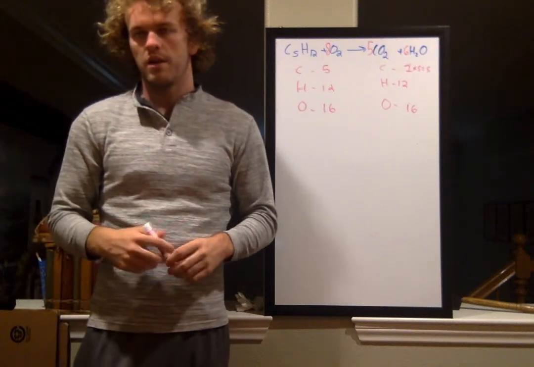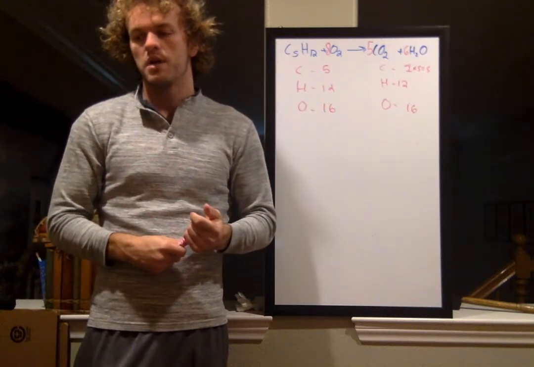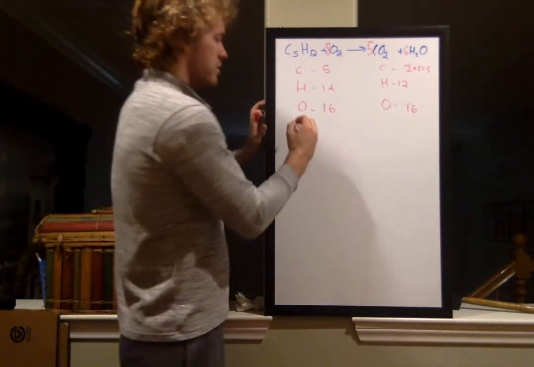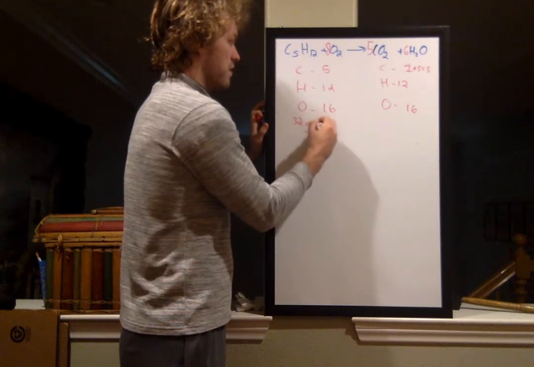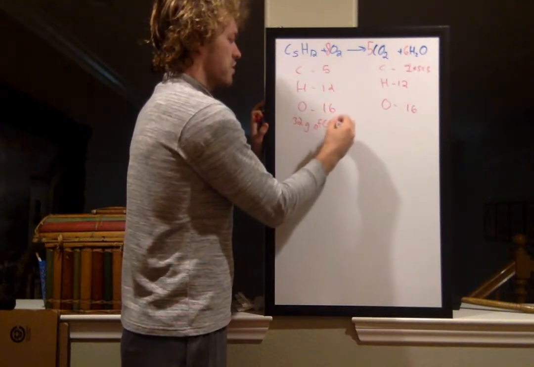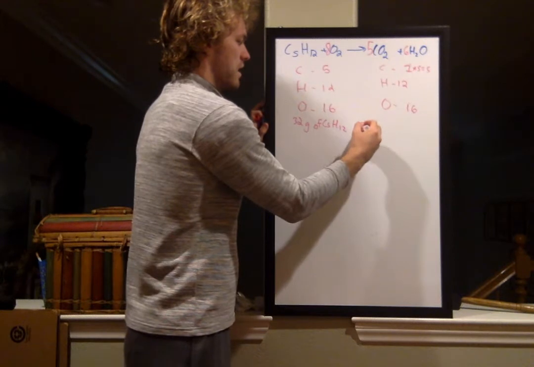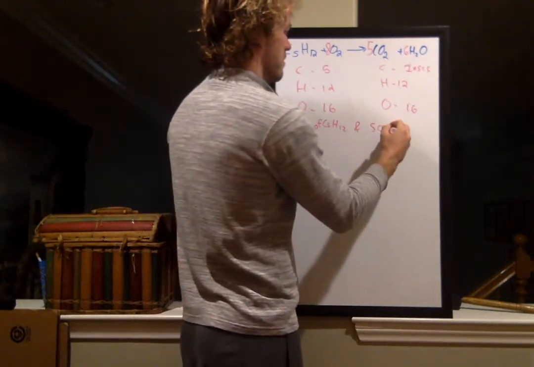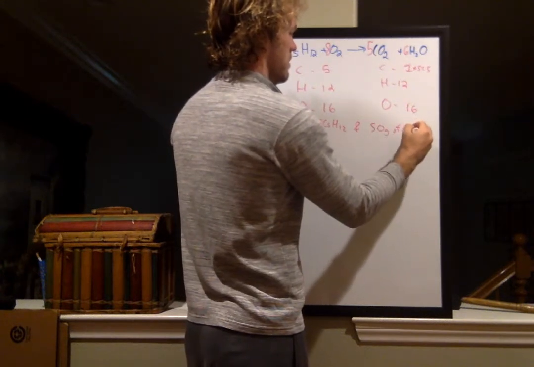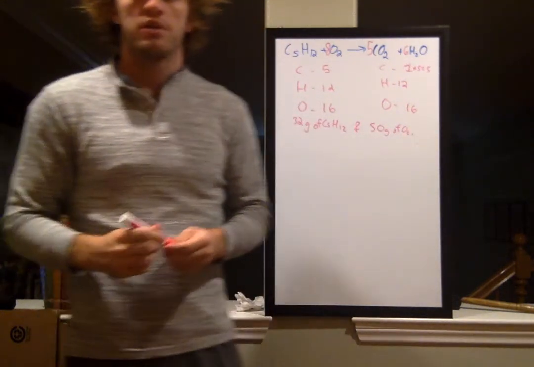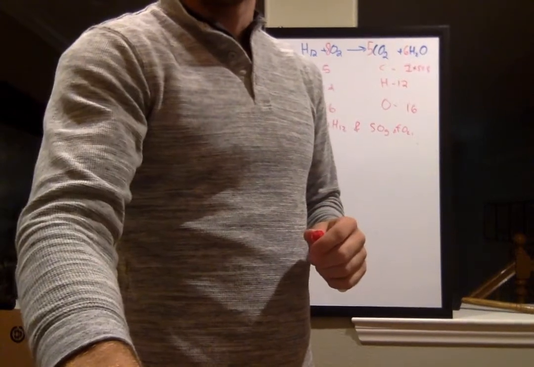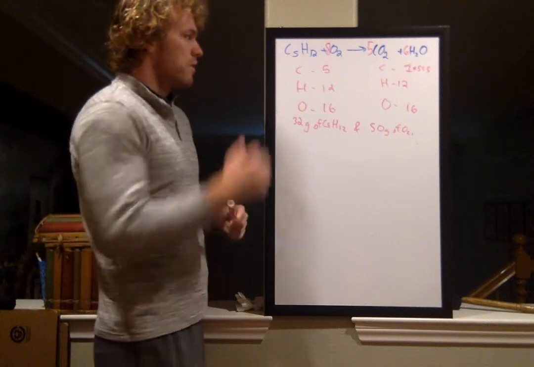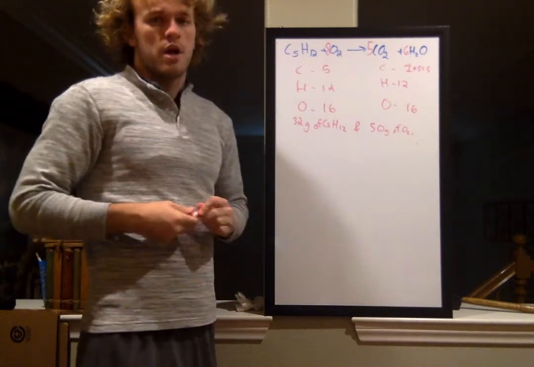typically you'll be given a certain amount of grams of a compound. In this case we have 32 grams of C5H12 and 50 grams of oxygen, and the question is asking you to determine which one of these compounds is the limiting reactant. This is where the stoichiometry comes into play.